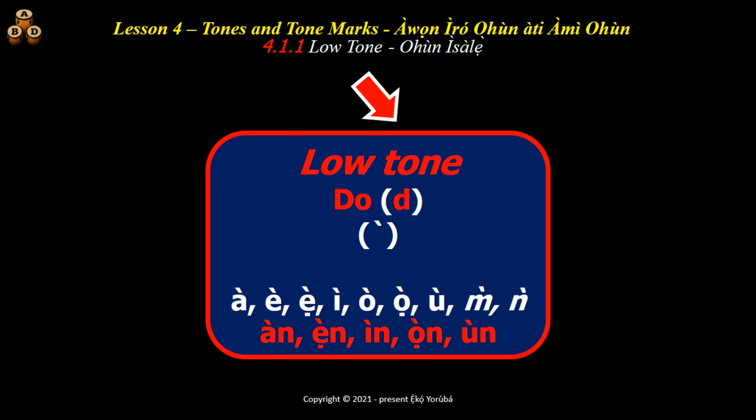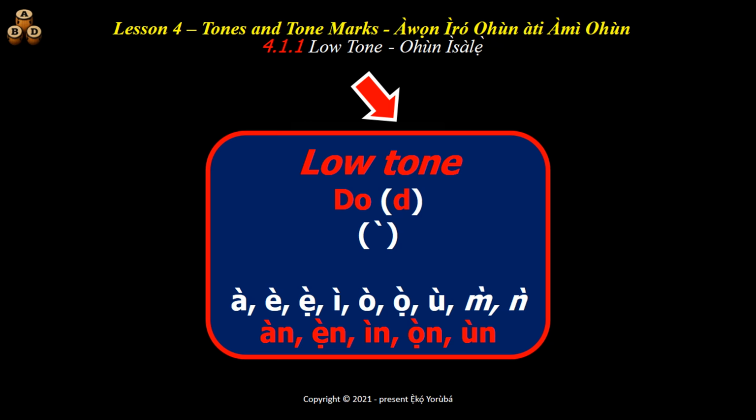Let us start with the low tone. This is known as Do, and is denoted by the grave accent placed on the letter to express it. The letters that the low tones are applied to are all the non-nasal vowels, the nasal vowels, and the nasal consonants when they are syllables, and they are to express the low tone.